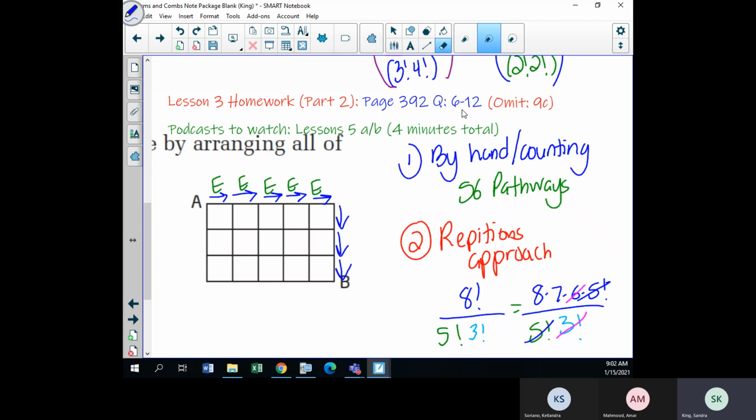The book teaches the repetitions approach. That's the only way the book does it. They don't show how to count. I like counting.